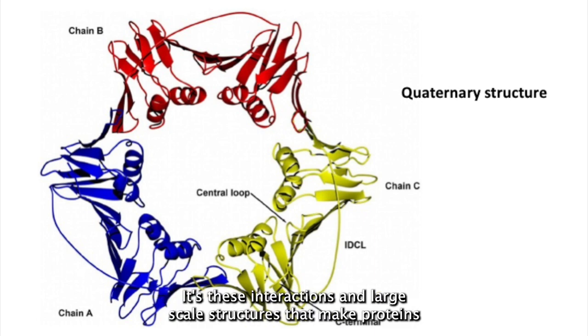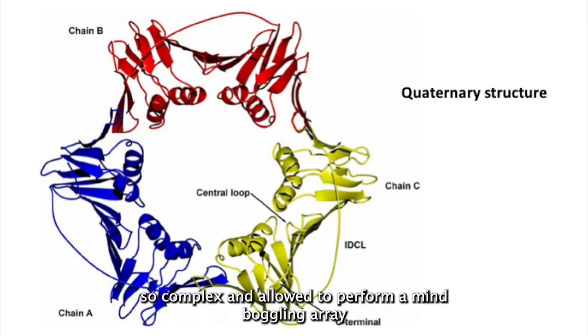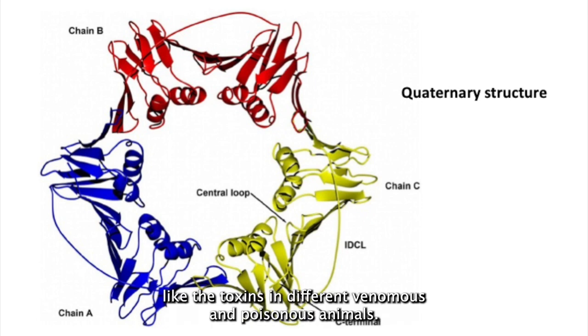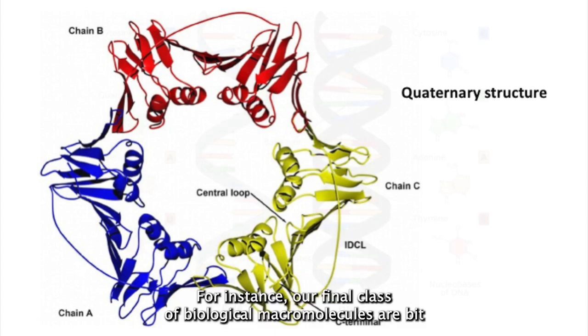It's these interactions and large-scale structures that make proteins so complex and allow them to perform a mind-boggling array of biological functions, from basic structure in your cells to signaling to more exotic things like the toxins in different venomous and poisonous animals, for instance.